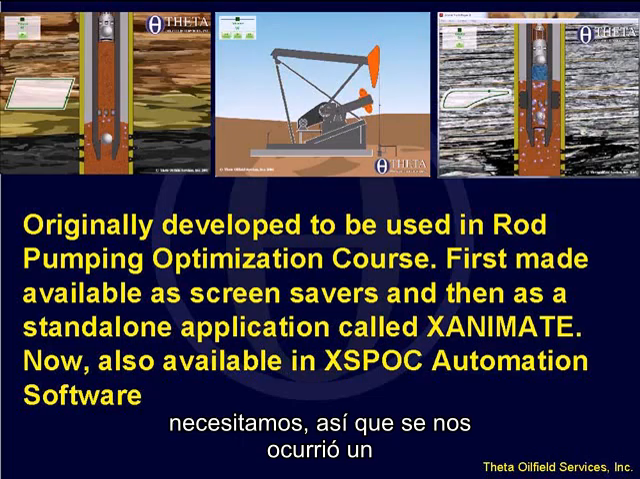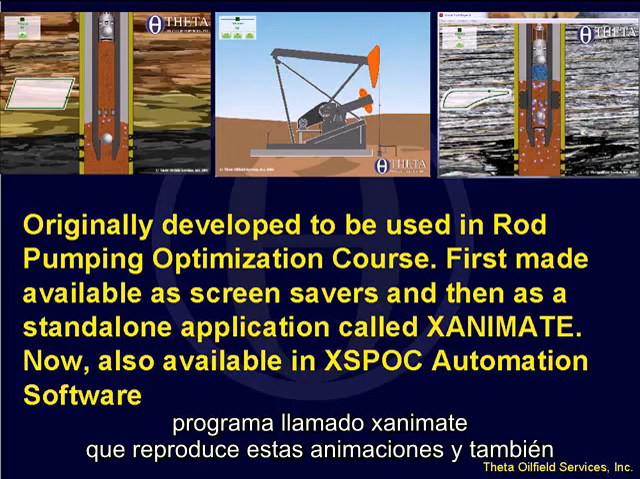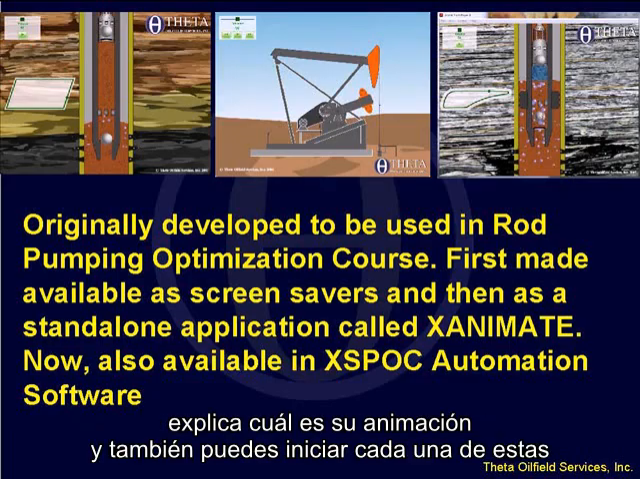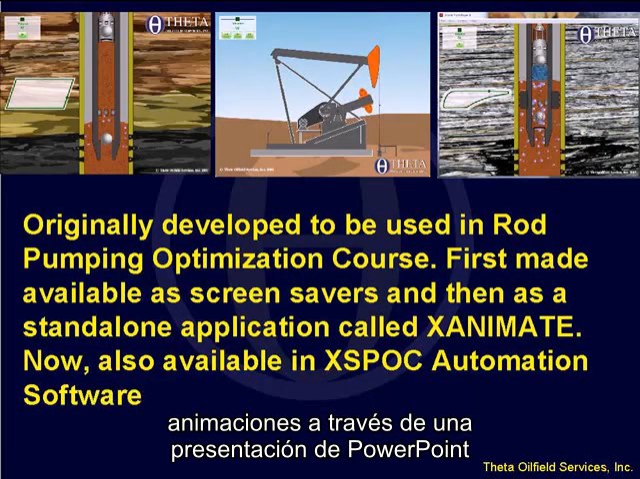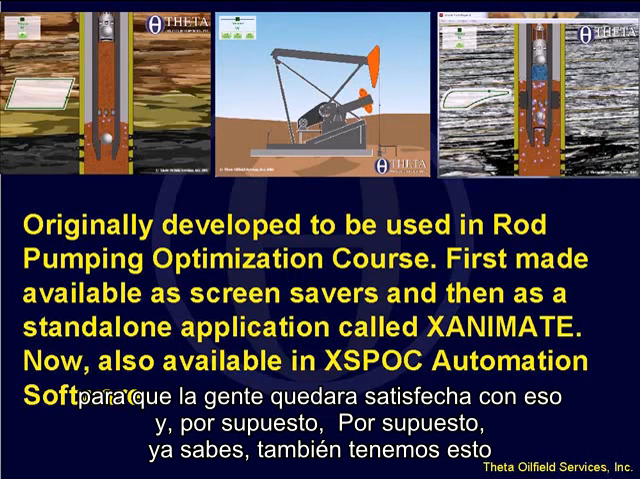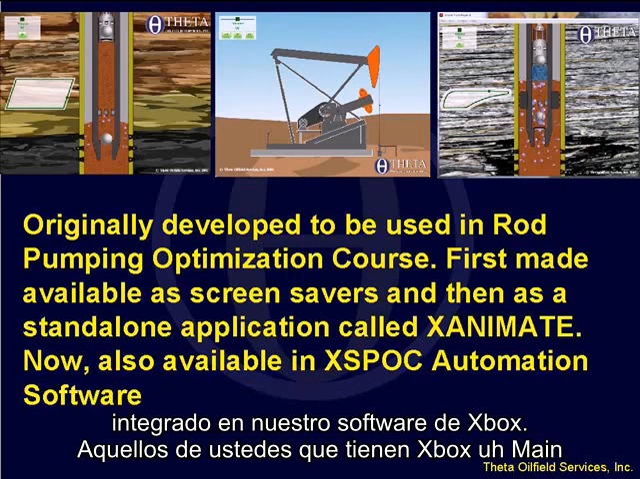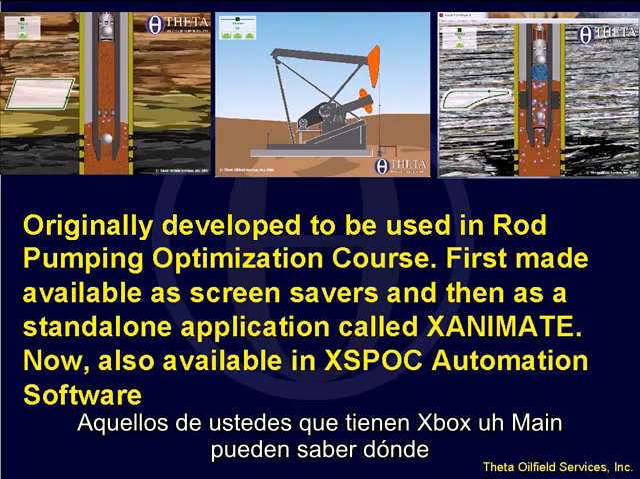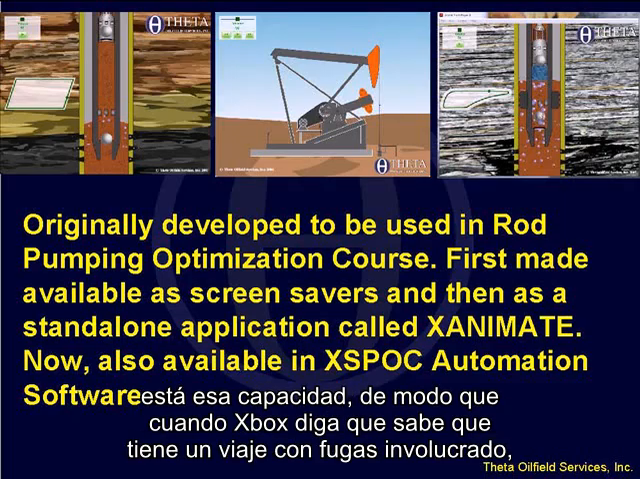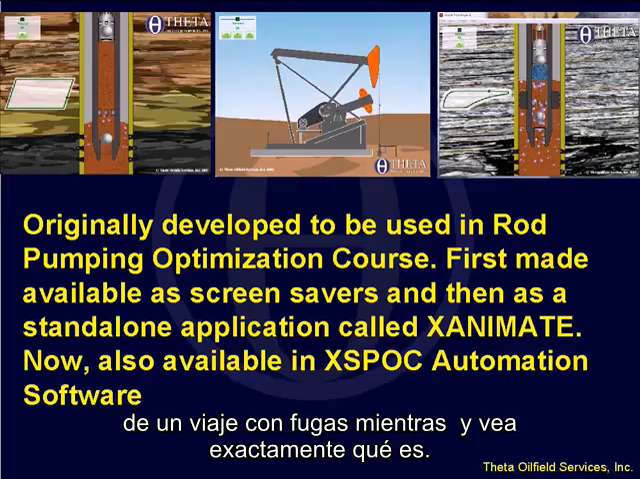So then we came up with actually a program called Xanimate that plays these animations and also explains what each animation is. And you can also launch each of these animations through a PowerPoint presentation. So people were satisfied with that. And of course, we also have this built into our Xbox software. Those of you that have Xbox may know where that capability is. So when Xbox says you have a leaking traveling valve, you can actually play the animation of a leaking traveling valve and see exactly what that is.